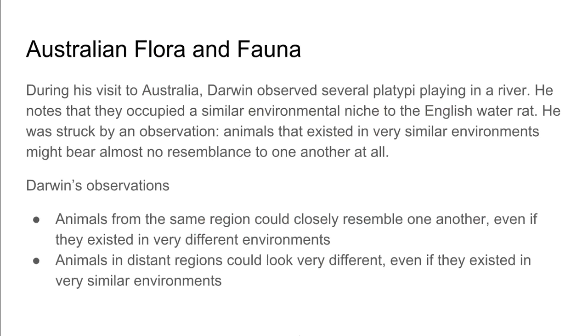So when Darwin visited Australia, he observed several platypus that were playing in a river, and he noted that these occupied a similar environmental niche to what he referred to as the English water rat. And he was struck by the observation that these animals existed in very similar environments, but in fact, they don't look like one another at all. So from his observations, Darwin noticed that animals from the same region could closely resemble one another, even if they existed in very different environments, and animals in distant regions could look very different, even if they existed in very similar environments.